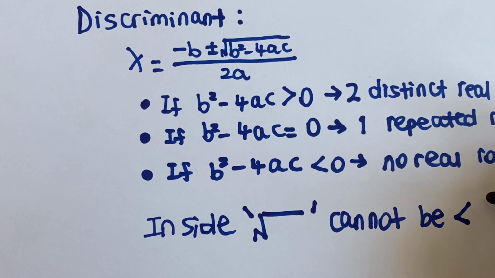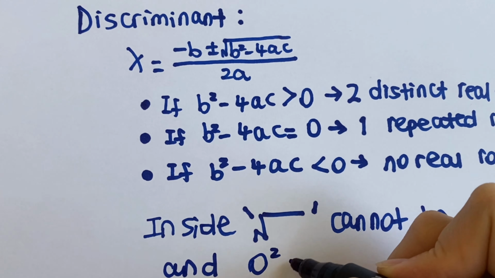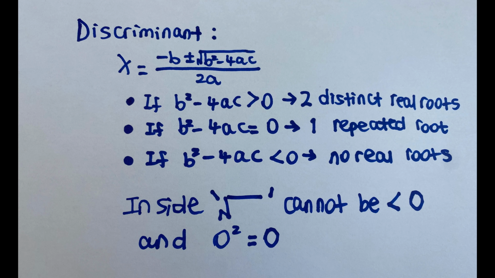Let's take a moment to look at why this is the case. Since b squared minus 4ac is under the square root, if it's bigger than 0, it will have two distinct real roots. And if it's equal to 0, then it will have one repeated root, which is 0, because 0 squared equals 0. And if it's smaller than 0, it's negative, and it's impossible to have a negative number under the square root, so it'll have no real roots.